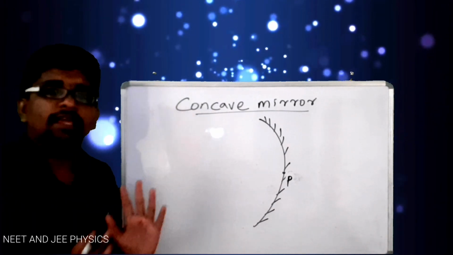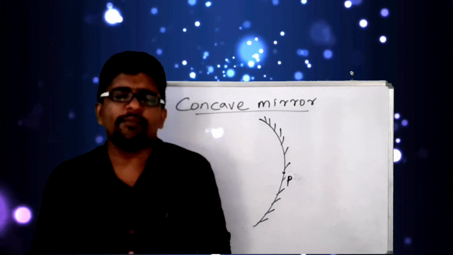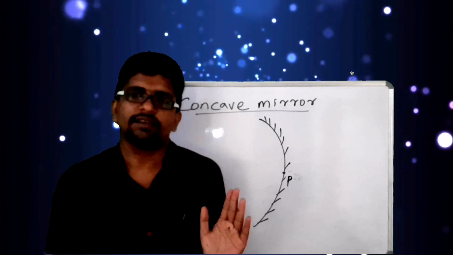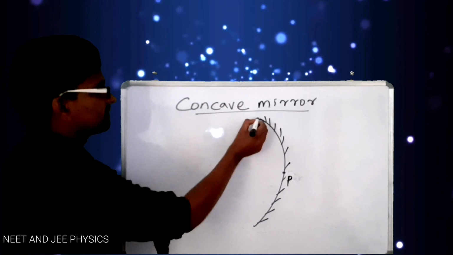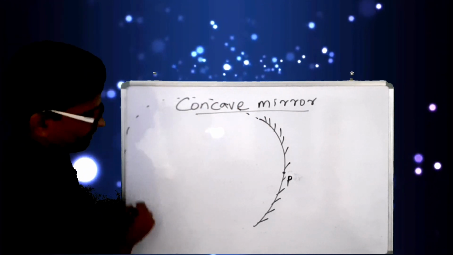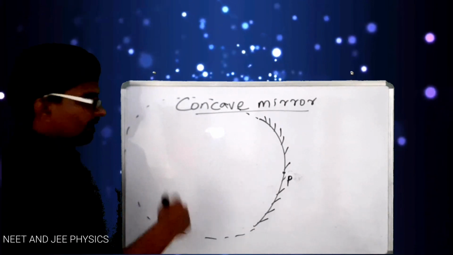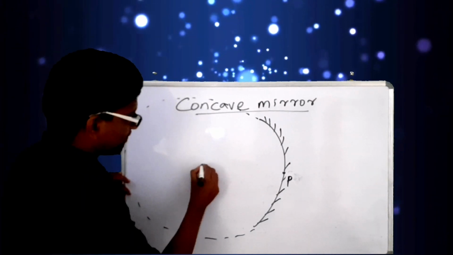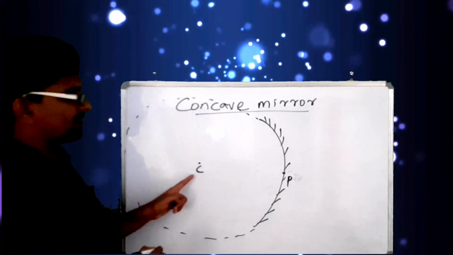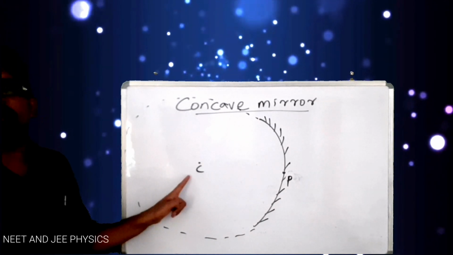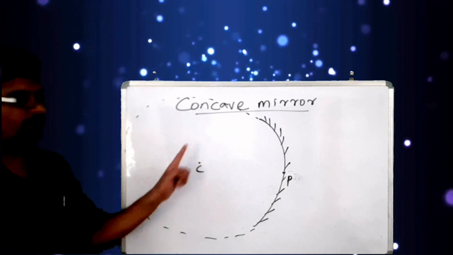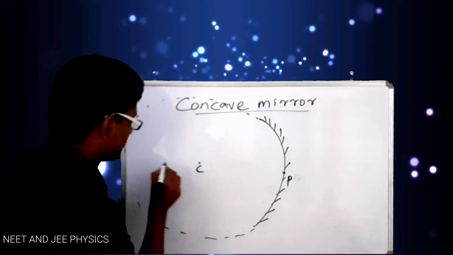And actually every spherical mirror is a part of a big sphere. Just imagine this is that sphere. Just imagine the center of that sphere, represented by C. That center is called the center of curvature of the concave mirror.